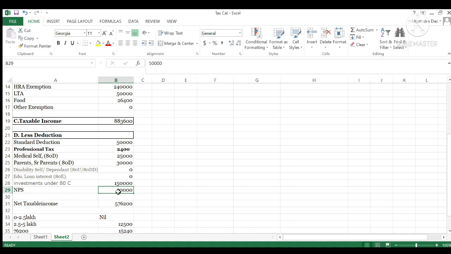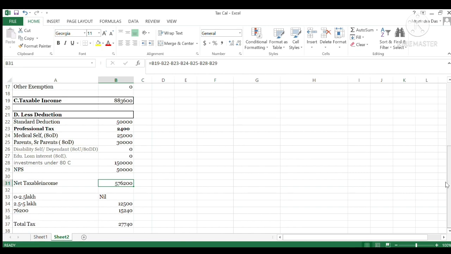Now if you calculate right now the net taxable income, which is your taxable income minus all the deductions, which is 3,74,000 rupees, your net taxable income comes to 5,76,200 rupees. Now on this, if we apply the tax slab as the rule suggests, first 0 to 2.5 lakh rupees there are no taxes. Next 2.5 lakh rupees, it is 5%, which is 12,500 rupees. Remaining you have 76,200 rupees. If you apply 20%, it comes to 15,240 rupees. So the total tax you are paying is 27,740 rupees.